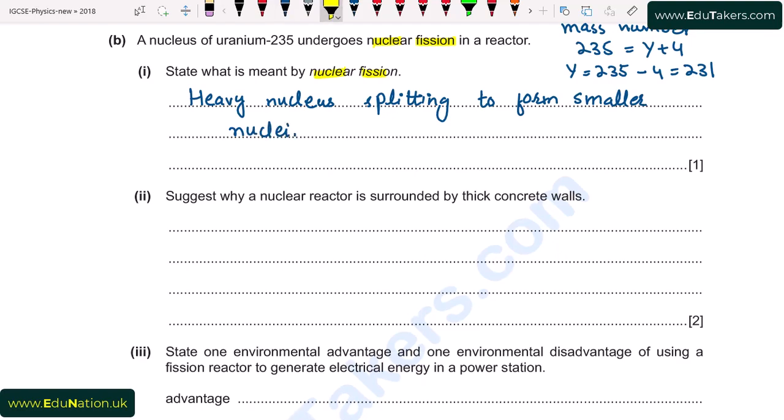Part 2. Suggest why a nuclear reactor is surrounded by thick concrete walls. So here are the concrete walls, and this wall helps to absorb the dangerous radiation that is emitted from the nuclear reactor when the nucleus splits into its parts.